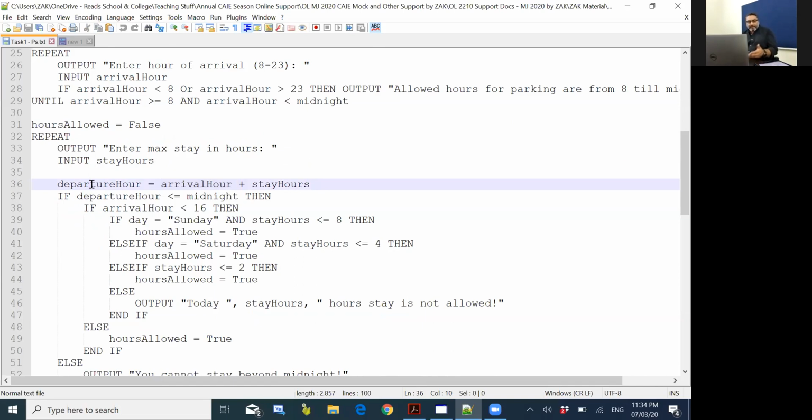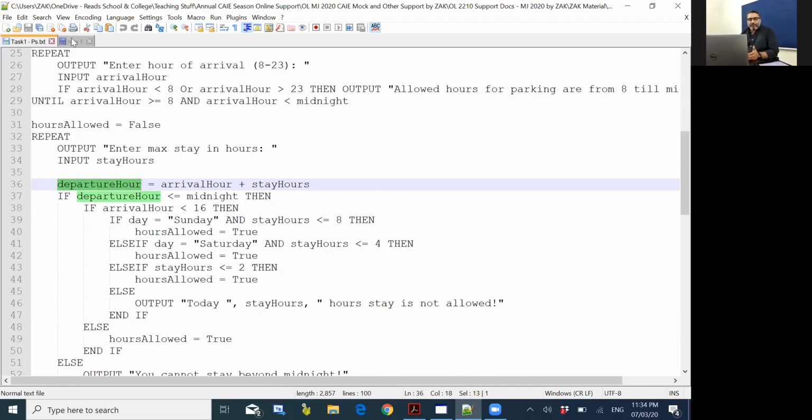That's why we were able to tell that if the departure hour is greater than midnight, we were not validating it. So departure hour is already calculated before it. How the departure hour was calculated: arrival hour, the hour they have arrived, plus the number of hours they stayed.